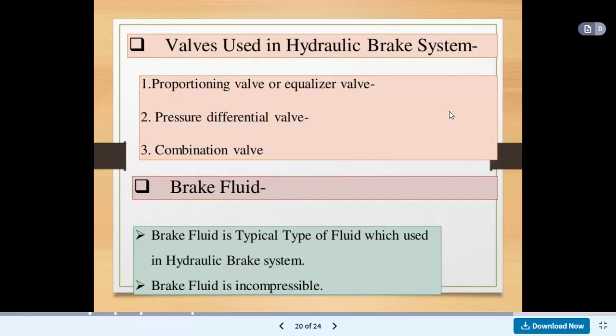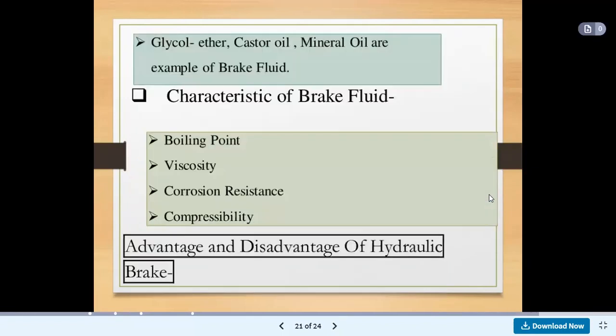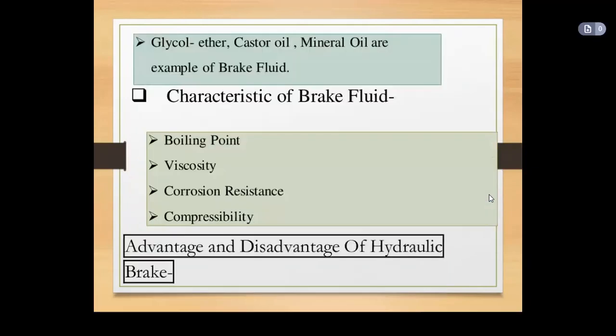Next is brake fluid. Brake fluid is a typical type of fluid which is used in the hydraulic brake system. Brake fluid is incompressible. Glycol, ether, castor oil, mineral oil are examples of brake fluid. Characteristics of brake fluid are boiling point, viscosity, corrosion resistance, compressibility. These are the characteristics of brake fluid.